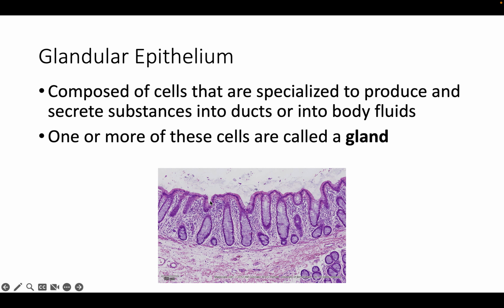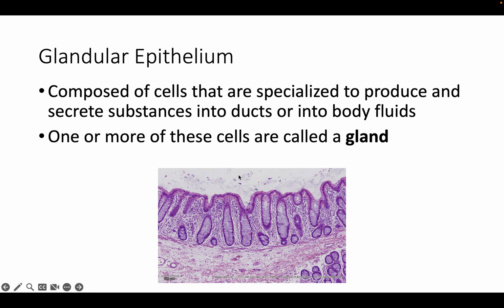They're going to be creating things like sweat. They're going to be found in the digestive system and other places, but they are basically going to create things that are going to be secreted into ducts or into the body fluids. Body fluids would be more like hormones and stuff like that. That would be more of your glands, more for cell communication into the blood, okay? But one or more of these cells are called a gland.